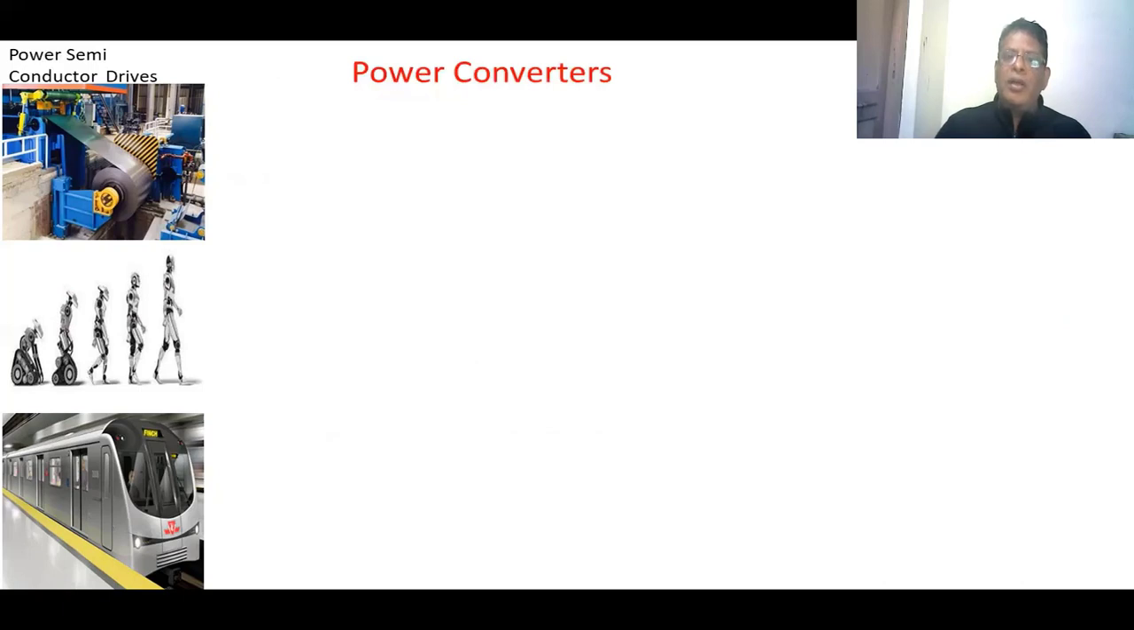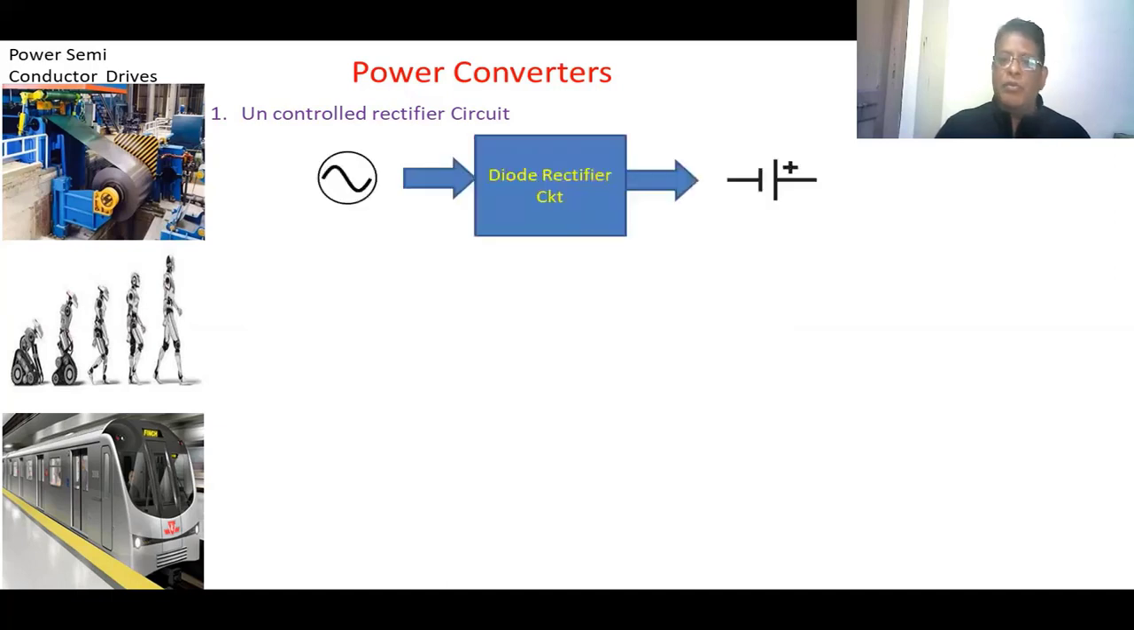Now we are going to see the power converters. Already we have discussed the power converters in power electronics. The first one is the uncontrolled rectifier circuit. An uncontrolled rectifier circuit is a circuit made of diodes. It converts the fixed AC voltage to a fixed DC voltage.